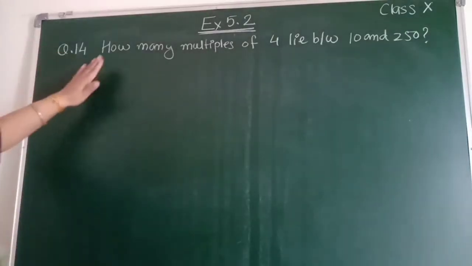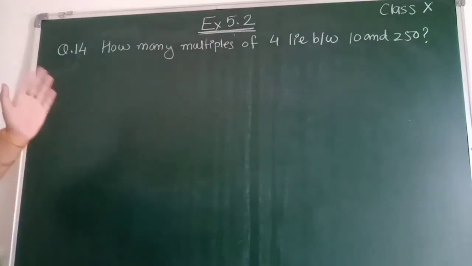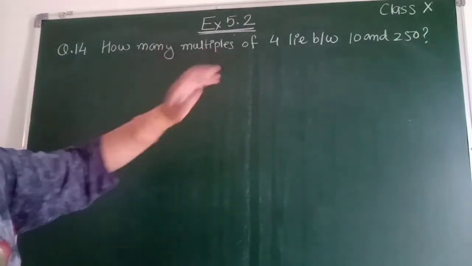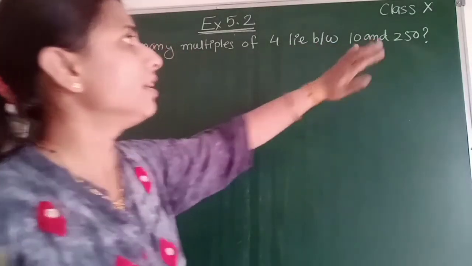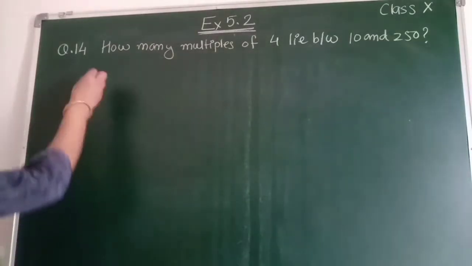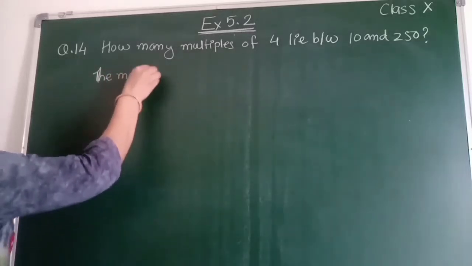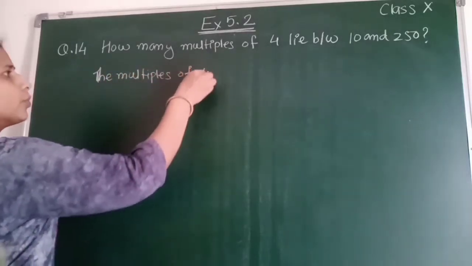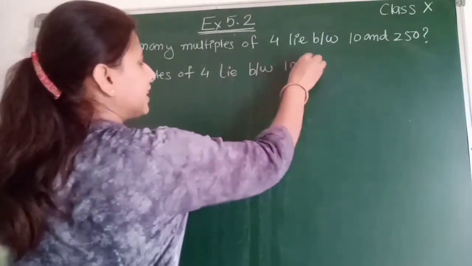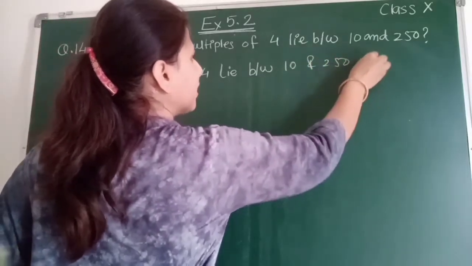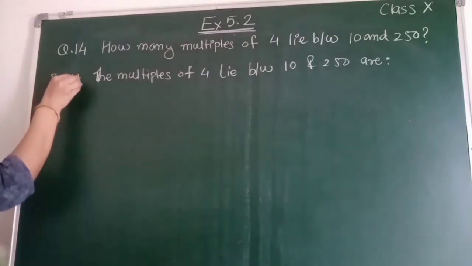Question number 14 is, how many multiples of 4 lie between 10 and 250? Once again, we have to make the AP and find the multiples of 4 which lie between 10 and 250. So, the multiples of 4 that lie between 10 and 250 are, first we will find the AP.